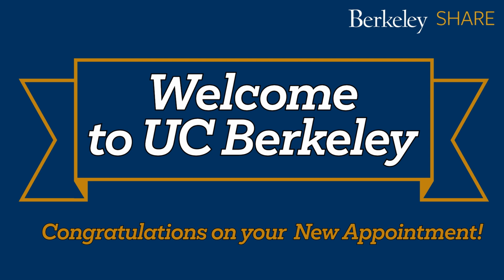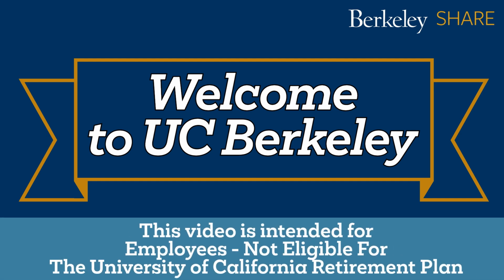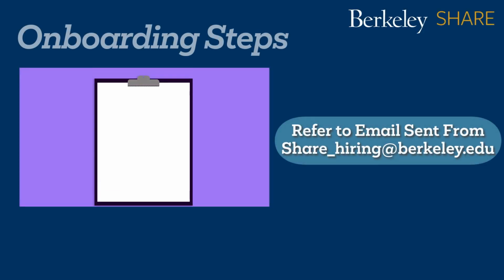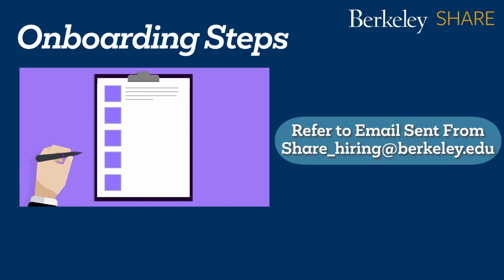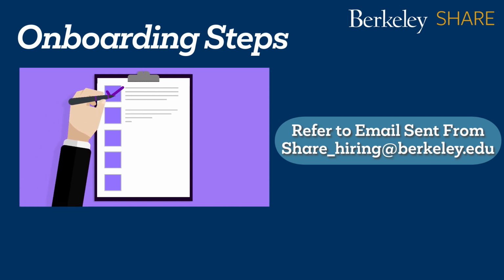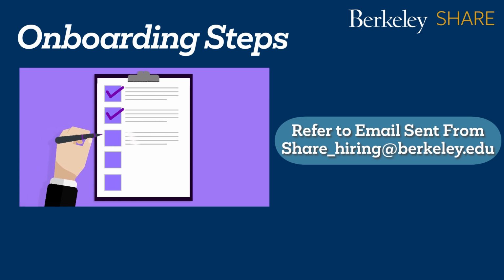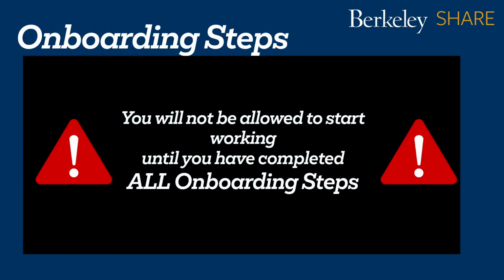To support you with your transition, we will review important steps to complete once you have received your employee ID number. This video is intended for employees who are not eligible for the University of California Retirement Plan. Please make sure to complete all onboarding steps as outlined in the email sent from share_hiring@berkeley.edu. This email will include detailed instructions on steps you must complete. You will not be allowed to start working until you've completed all onboarding steps.